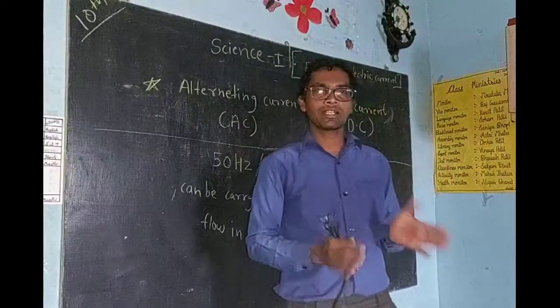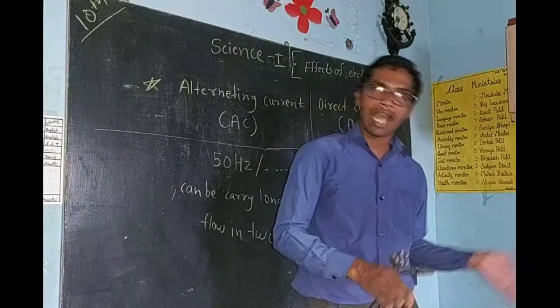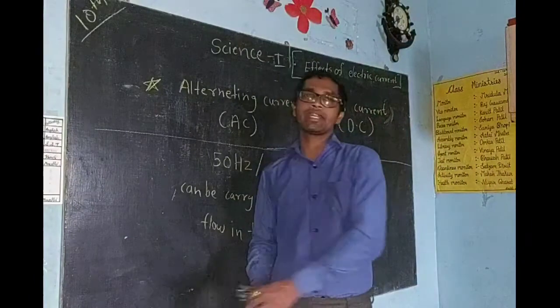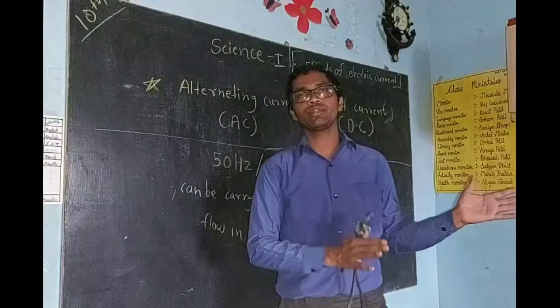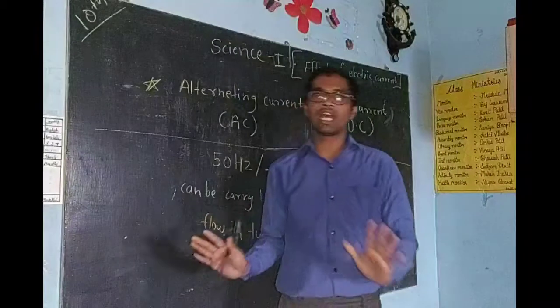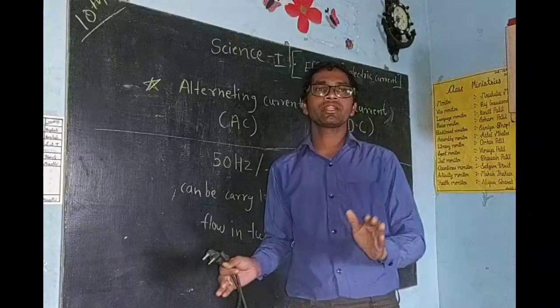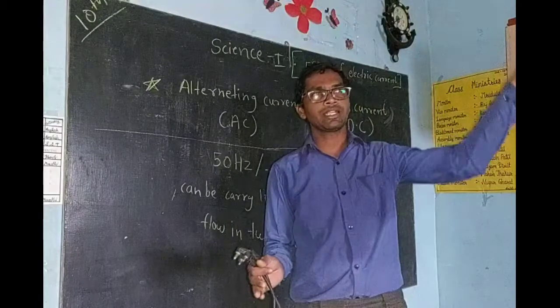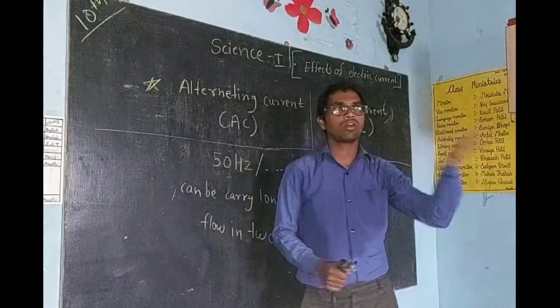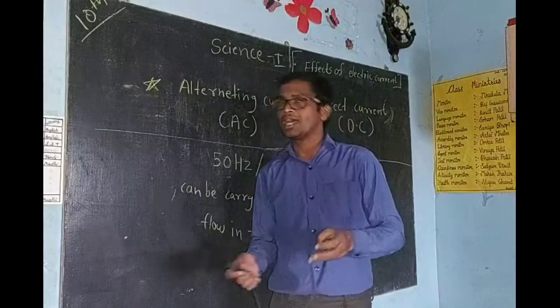But the inverter converts this alternating current into direct current and charges the battery. Step down: this 230 volt to 12 volt battery charge. And when there is power load shedding, this battery provides direct current to the inverter, and the inverter converts direct current into alternating current. So again, all our home appliances work on alternating current.